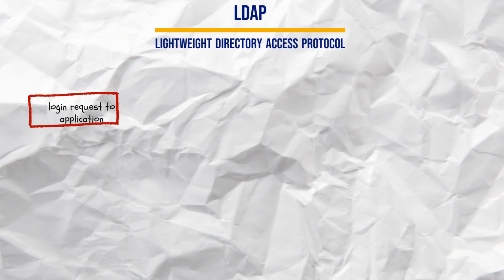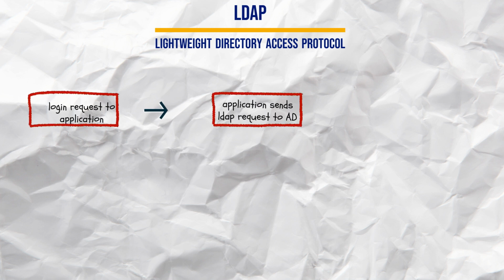The LDAP process begins when a user tries to log into an application by entering their credentials, username, and password. The application then sends a request to the LDAP server to check if the user exists in the directory and if the credentials are valid.